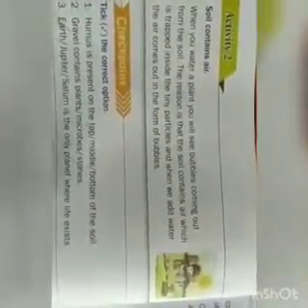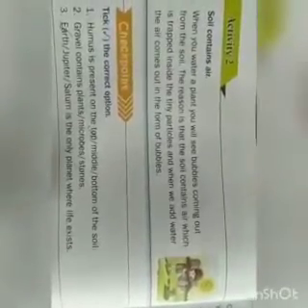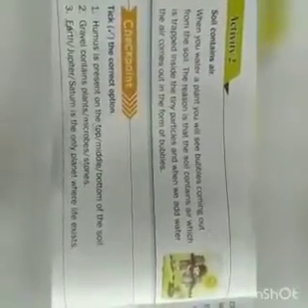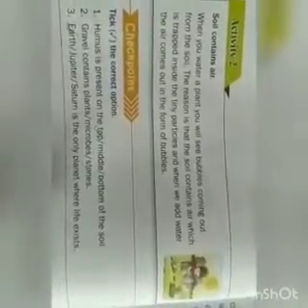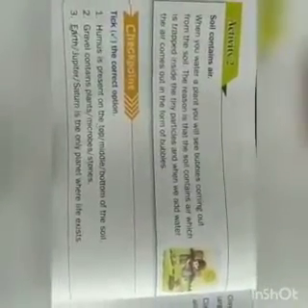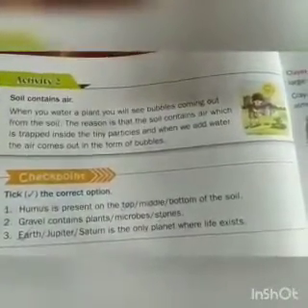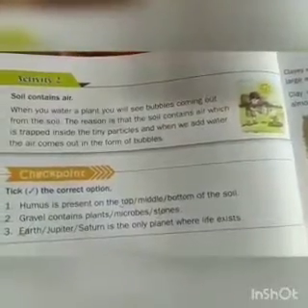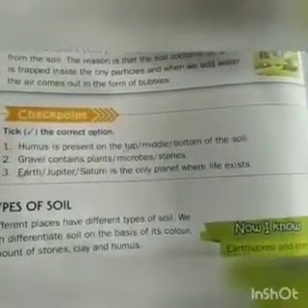So when you water a plant, you will see bubbles coming out from the soil. The reason is that the soil contains air, which is trapped inside the teeny particles, and when we add water, the air comes out in the form of bubbles. So this activity is easy, isn't it? You can do it. You will put some water in a plant and you will see some bubbles coming out. These bubbles come out because of air. Okay, so these 2 activities, I think you can do at your home.